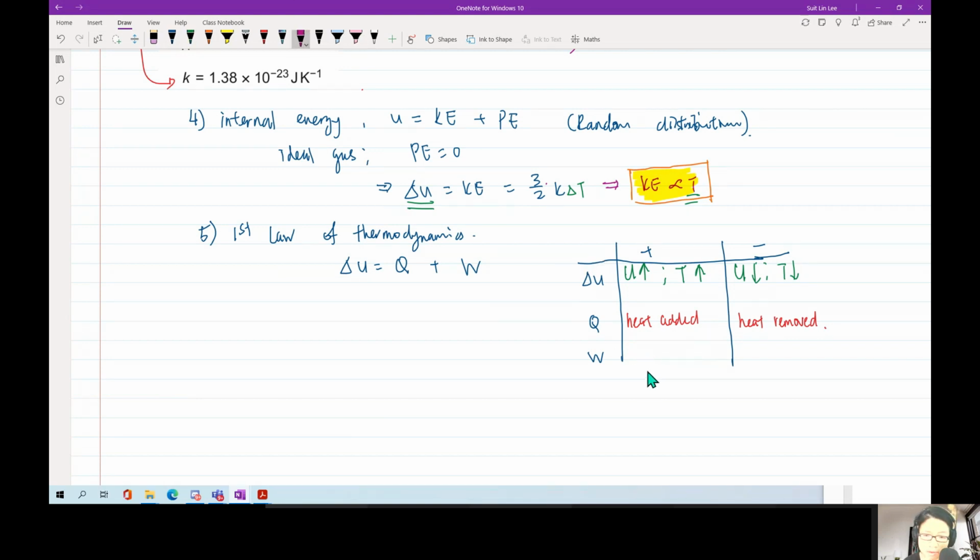For W, it's a bit different. If W is positive, it means you add energy to the gas, so volume decreases and the gas is compressed. Work is done on the gas. If W is negative, volume increases and the gas expands, so work is done by the gas. To find W, W is equal to P times change in volume, from your AS, at constant pressure.